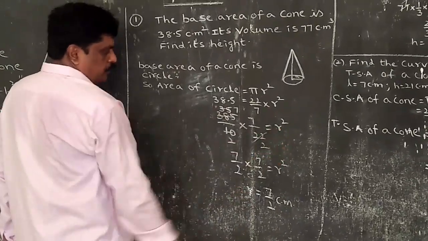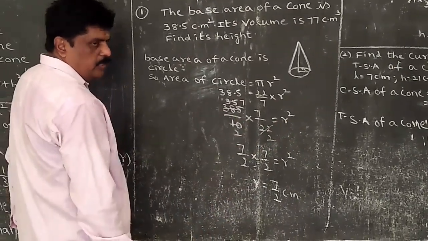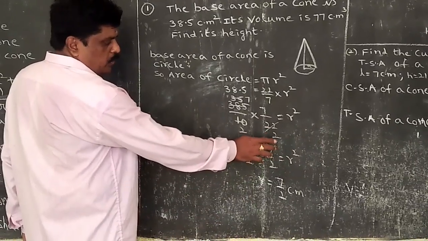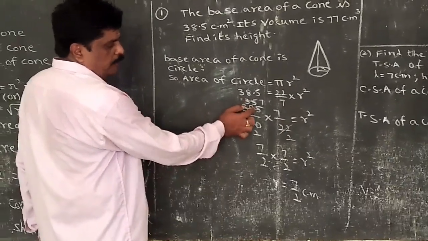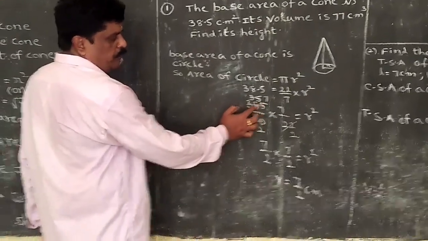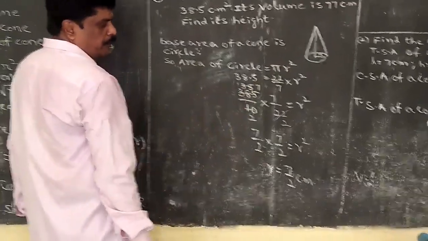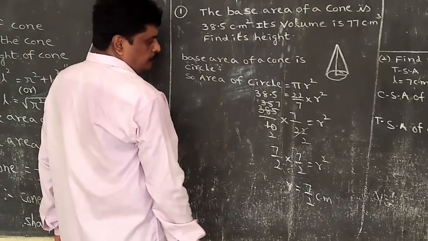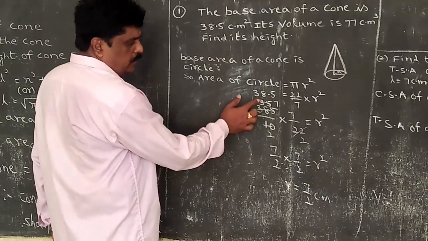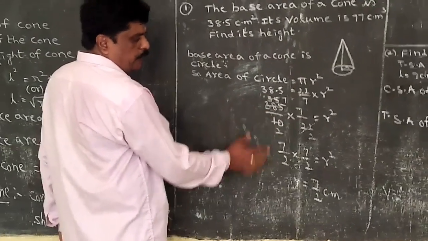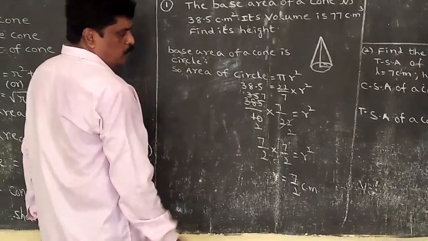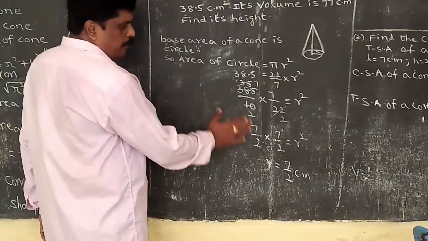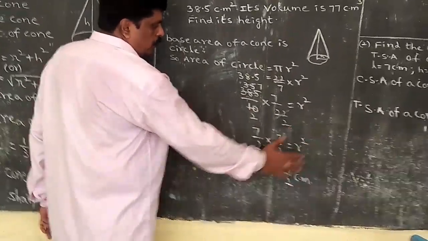That is equal to r square. Here I will cancel it in the 11 table. I have cancelled in the 11 table. 11 2s are 22, 11 3s are 33, remaining 5 is there. So that is 55. 11 5s are 55. Okay. So next one, I have cancelled 35 and 10 in the 5 table. 5 2s are 10, 5 7s are 35. So what is remaining here? It is 7 by 2 into 7 by 2. That is equal to r square.